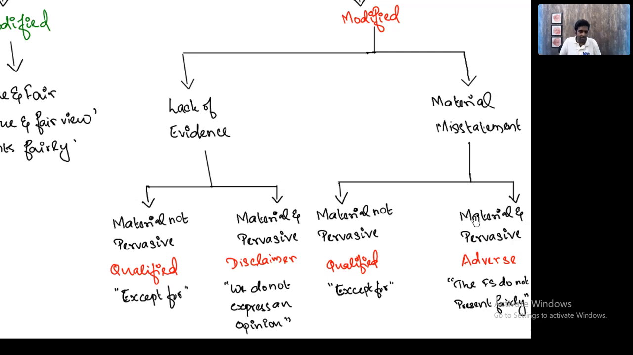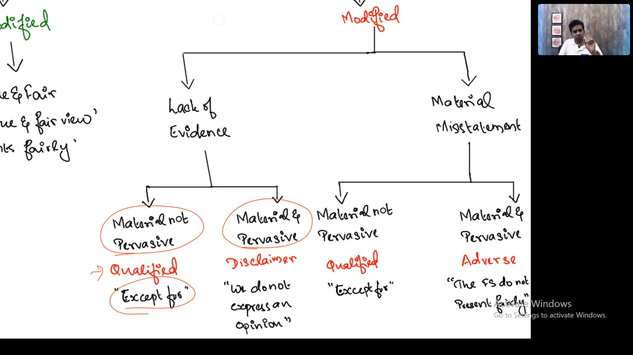But if we don't have evidence, then we cannot prove the transaction. And if there is a modified opinion and there is a lack of evidence, we will think of two categories. One is whether it is material but not pervasive. Second, material and pervasive. If it is material but not pervasive, we will issue a qualified opinion, where we will say, except for this particular transaction or except for this particular account, everything is true and fair.